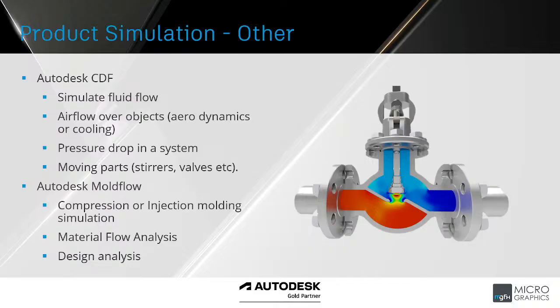We can look at pressure drop in a system. So you can design, in this case, there's a valve there. You can tweak the design of the valve, the geometry of the valve, so that you can optimize the pressure drop through that system. And you can also look at moving parts, stirrers within a mixer, or valves, as the example on the right shows. We can actually have that valve opening and closing and see how it affects the fluid in the system.